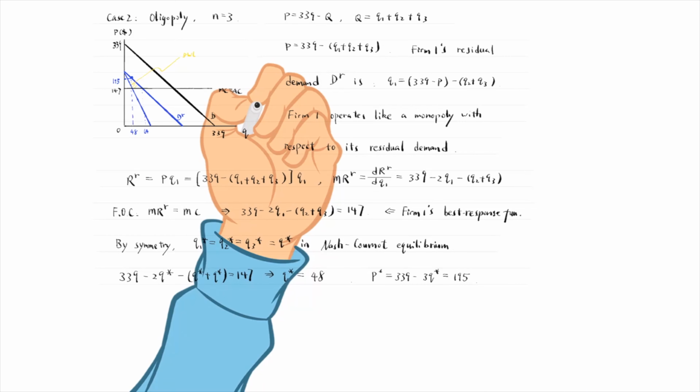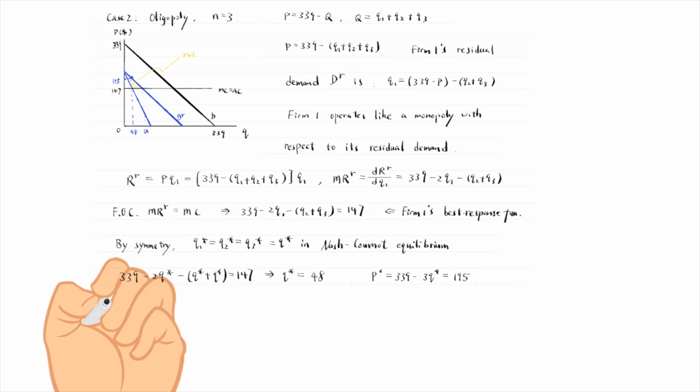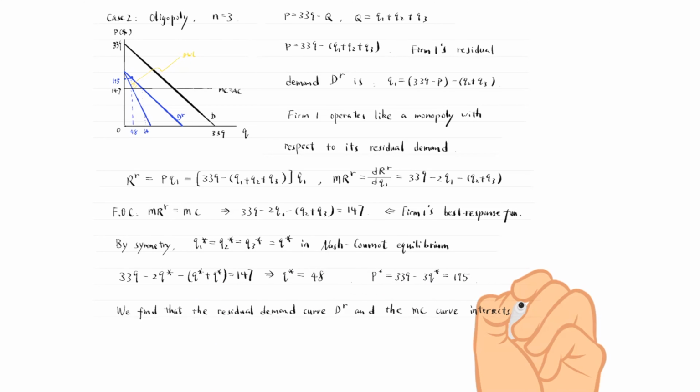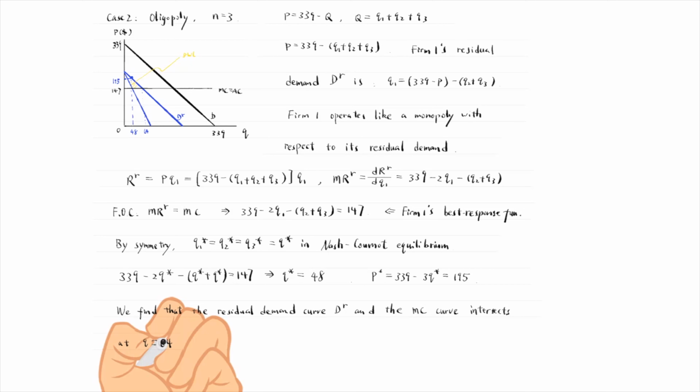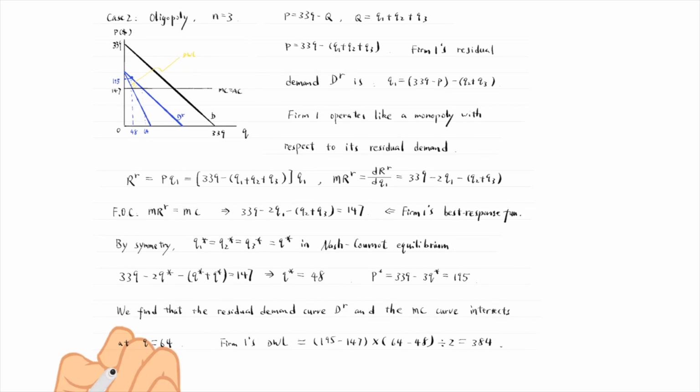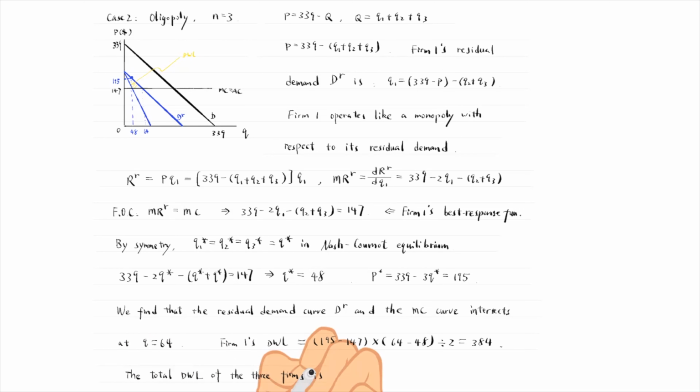We then draw the graph to show the oligopoly case. To calculate the deadweight loss triangle, we also need to know the intersection of the residual demand and the marginal cost curves. We can find the deadweight loss of one firm is 384. The total deadweight loss of the 3 firms is 1152. It is much smaller than that in the monopoly case.